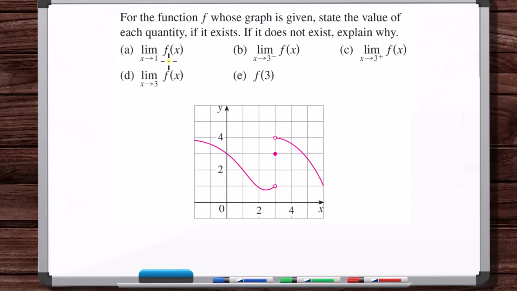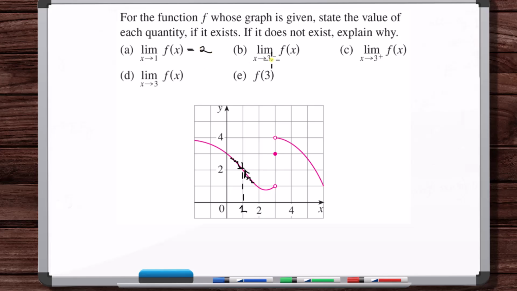Okay. This is f of x. What is the limit as x approaches 1 in general of f of x? So as x approaches 1, here's 1. Okay, the function exists here, but that doesn't matter. Coming from the left, we're approaching 2. Coming from the right, we're approaching 2. So this is equal to 2.